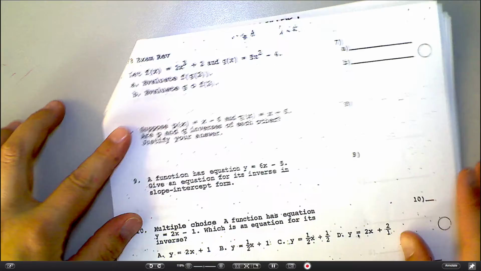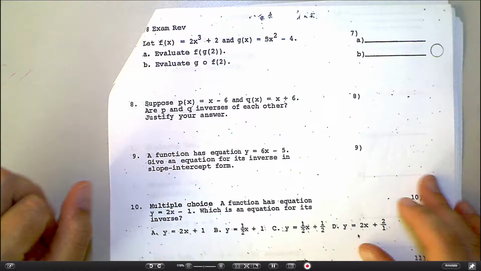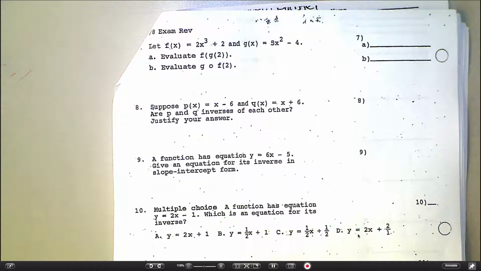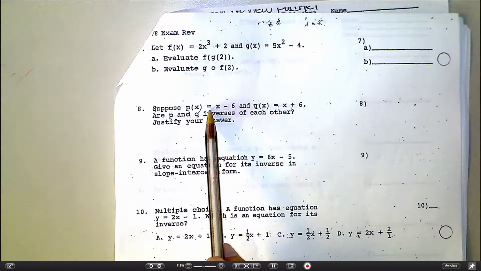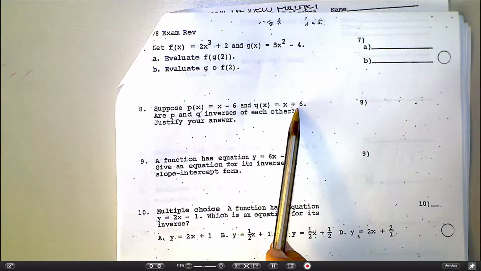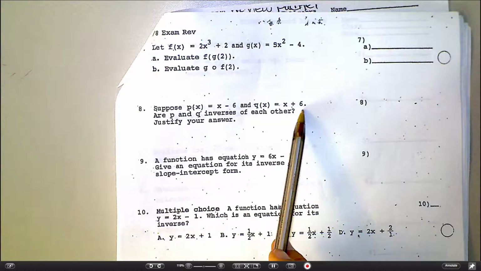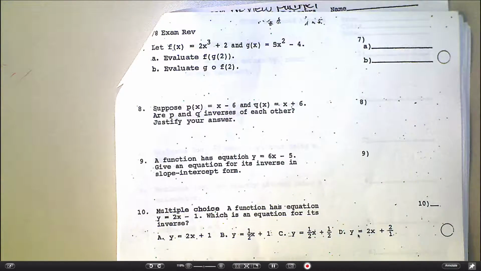Okay. So number 8 is asking, are these two things inverses of each other? And people went about this in a couple different ways. Some people actually found the inverse of this one, and then they showed that, hey, the inverse of this one is this. And then they found the inverse of this one, and they said, hey, the inverse of this is this. That's fine. There was another way we talked about verifying that two things are inverses. Do you remember what that was?